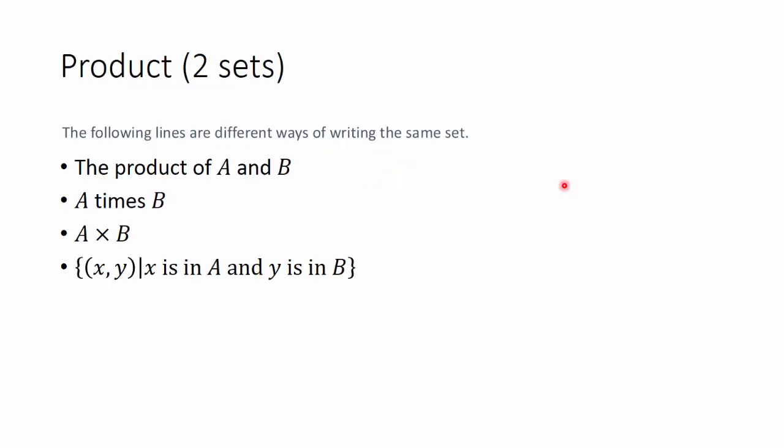The fourth set operation that we want to talk about is product. Here's an example of a product of two sets. You can take the product of more than two sets, but we're going to start with two sets. The following lines are different ways of writing down the same set. We can say the product of A and B. We can say A times B. Or we could write that in symbolic notation like this. Or we could also write the set of all ordered pairs x comma y such that x is in A and y is in B.